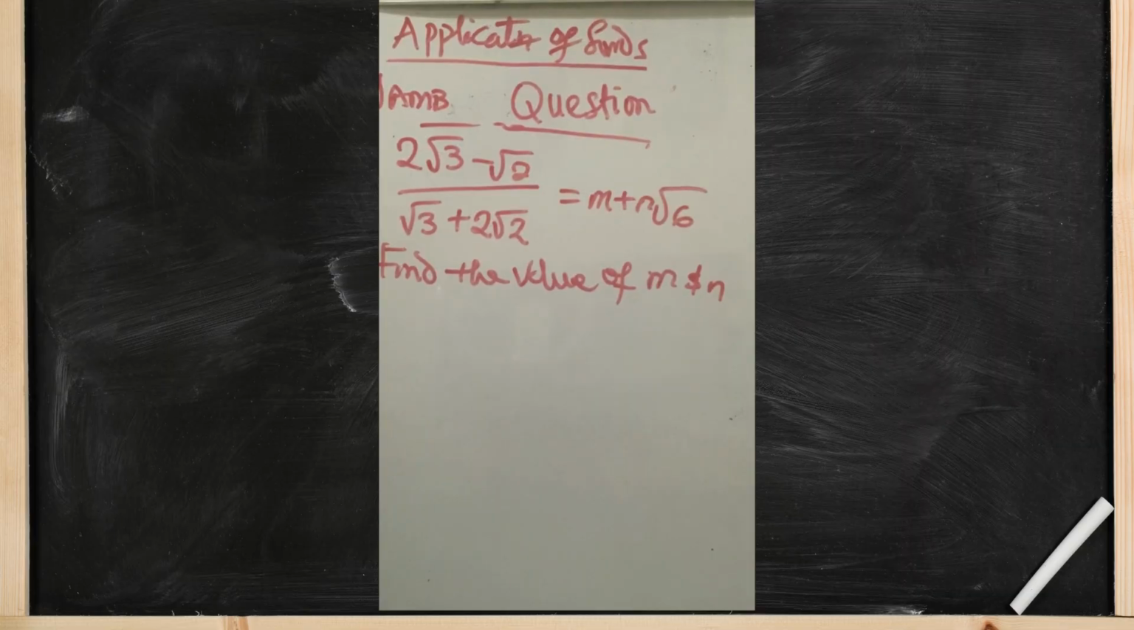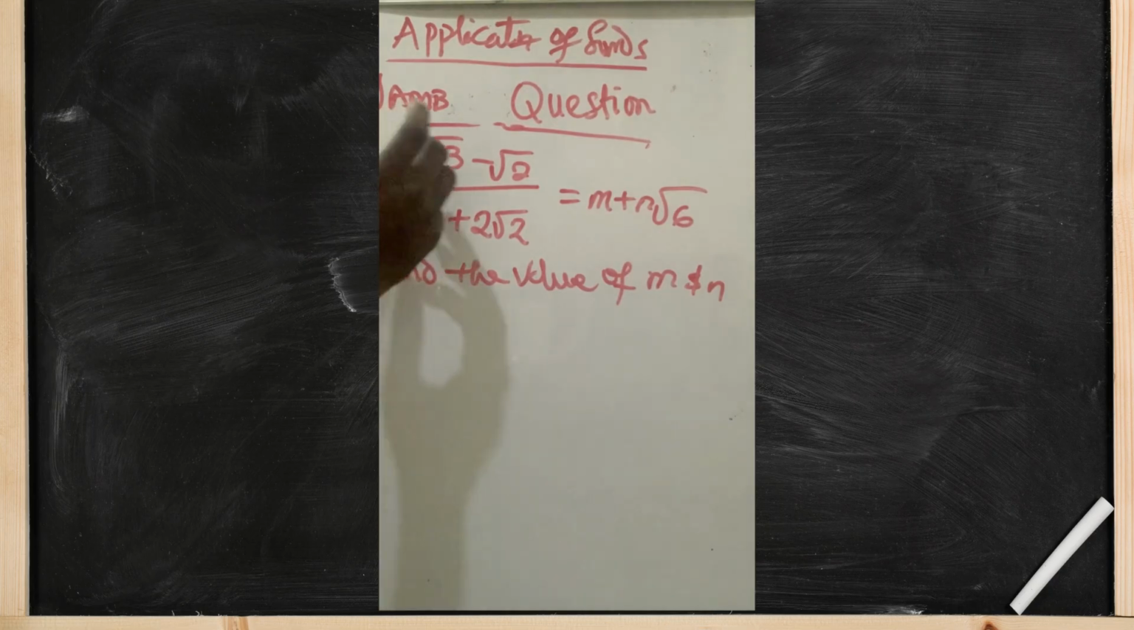So I just quickly want to solve a couple of questions, one from JAMB and one from WAEC. Now, an application of surds that has been taught in the past is this. In order for us to be able to solve this question, JAMB set this question in April of the year 2000. The JAMB question is 2 square root of 3 minus 2 root 2 divided by square root of 3 plus 2 square root of 2.